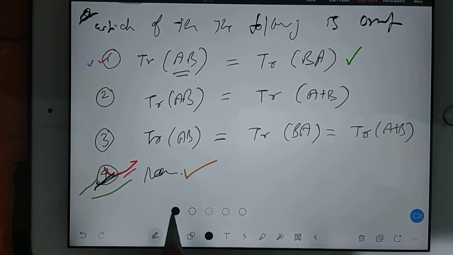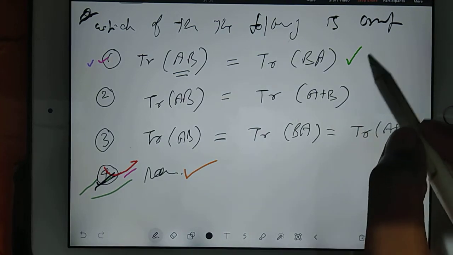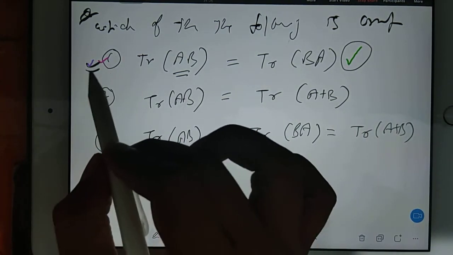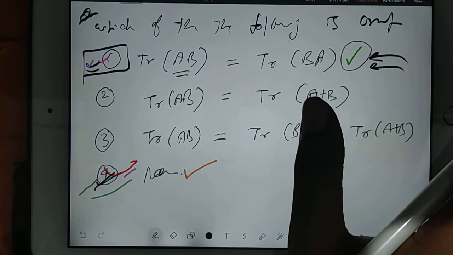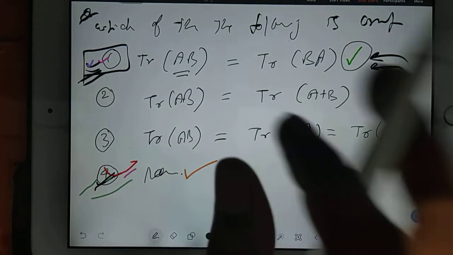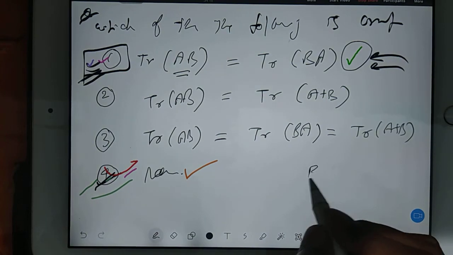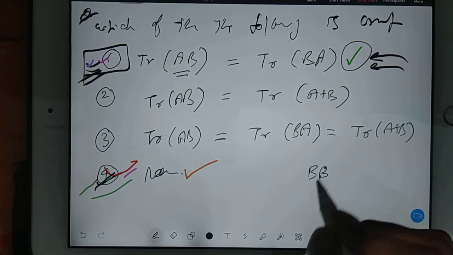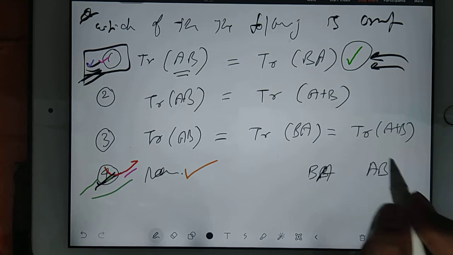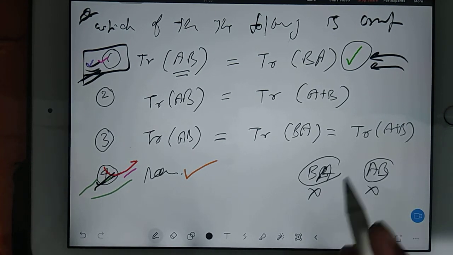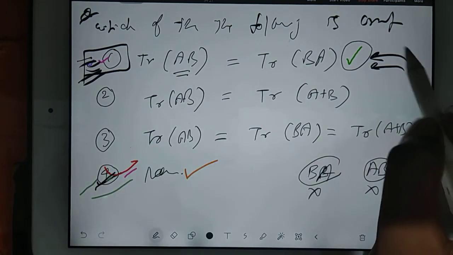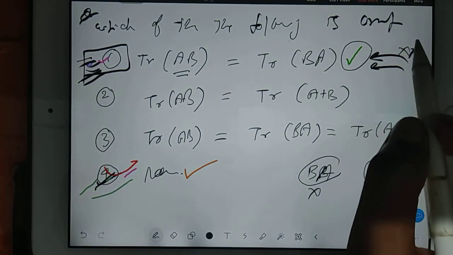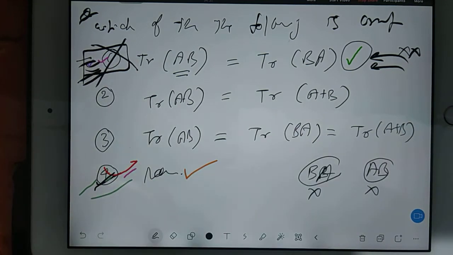Okay, now see guys, if you are saying the first answer is correct, then this first answer is correct if and only if AB and BA exist. If these two multiplications exist, then only this will be correct. But because there is no information given about the order of A and B, so we cannot choose this option because we don't know A and B order. I hope you are getting my point.